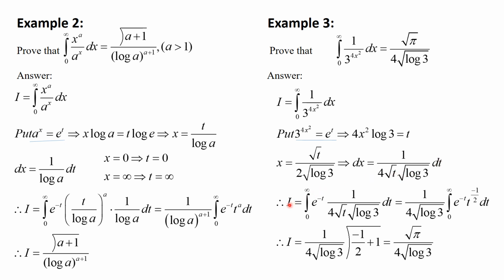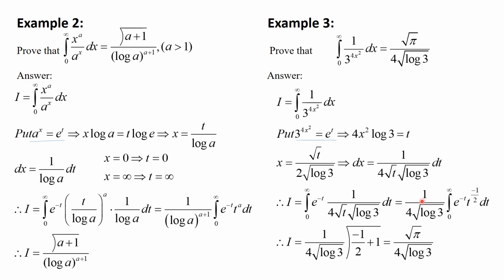Hence our given integral turns to I is equal to integral from 0 to infinity, as x is the function in terms of root t with some multiplying constant. When x equal to 0, t equal to 0, when x equal to infinity, t equal to infinity, hence our limits remain same, 0 to infinity. 1 upon 3 raised to 4x square turns to e raised to minus t, and dx is with given term. So after changing the value as 3 raised to 4x square equal to e raised to t.